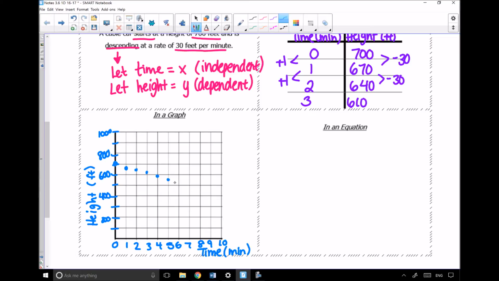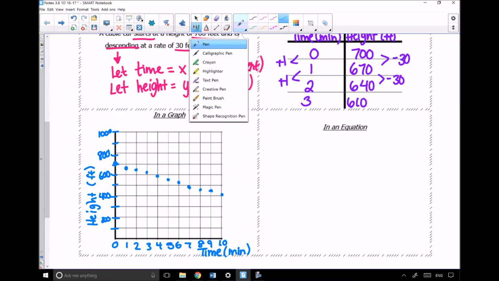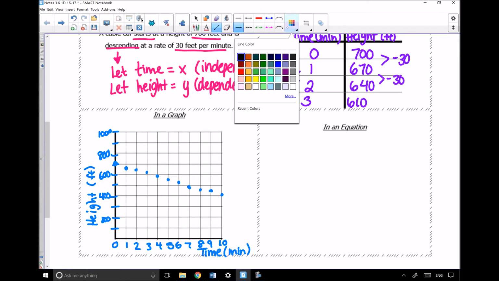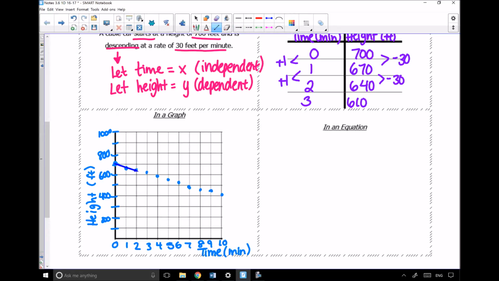At 6 minutes, we should be at 520. At 7 minutes, we should be at 490. At 8 minutes, we should be at 460. 9 minutes should be at 430. And then 10 minutes, we should be at 400. Okay, now if you notice my graph isn't totally straight, and that's because my scale is pretty tight, and that's okay. You should have just a general idea of what it's going to look like. So now that we have our general idea, we can go ahead and connect our dots, and this is what our graph is going to look like right here.